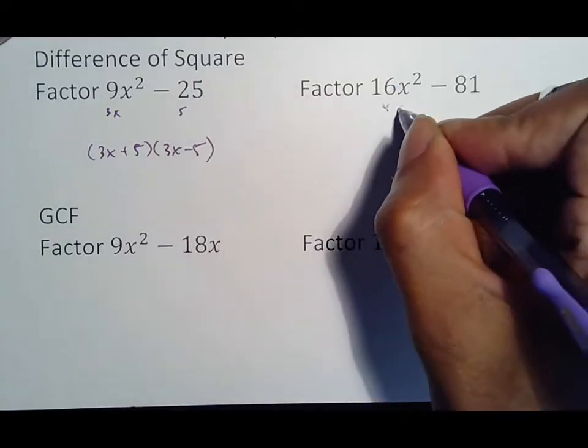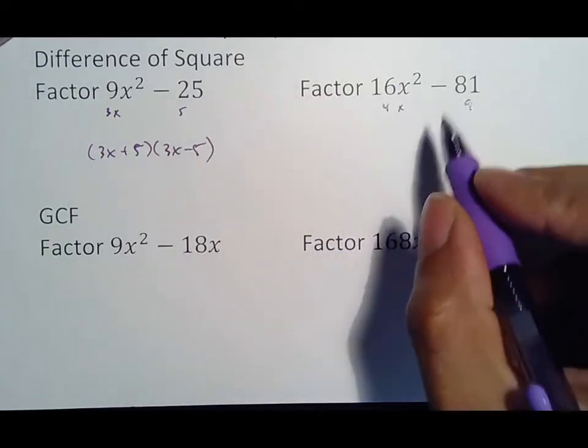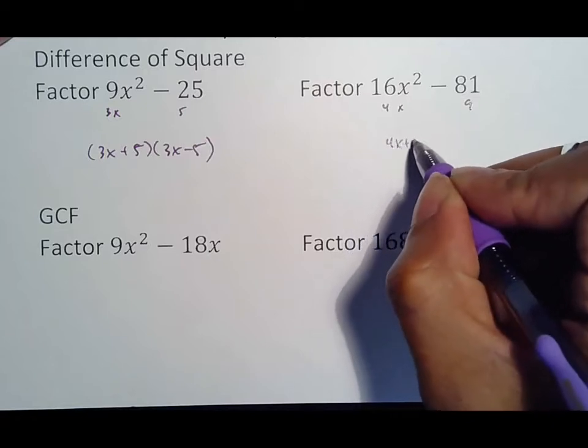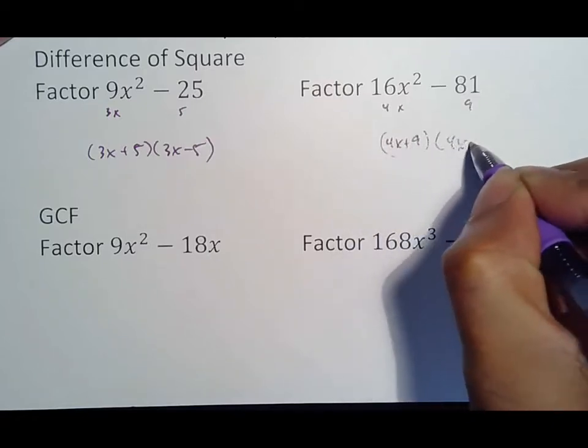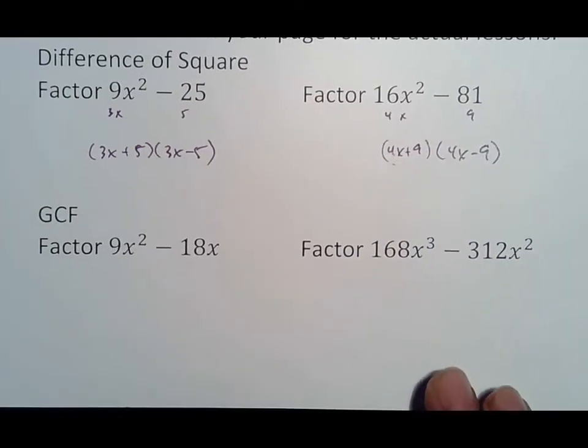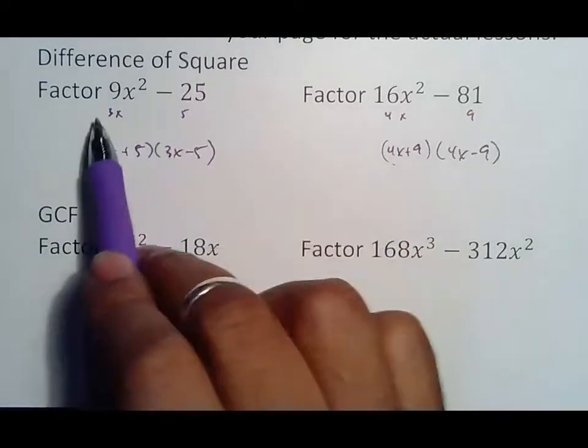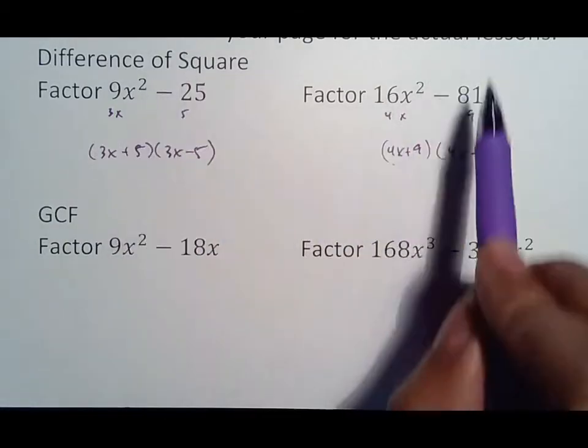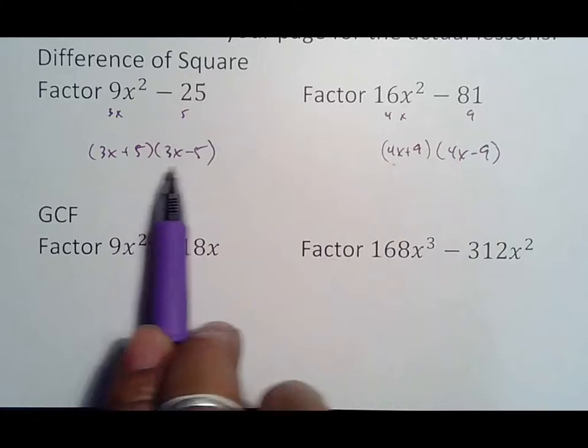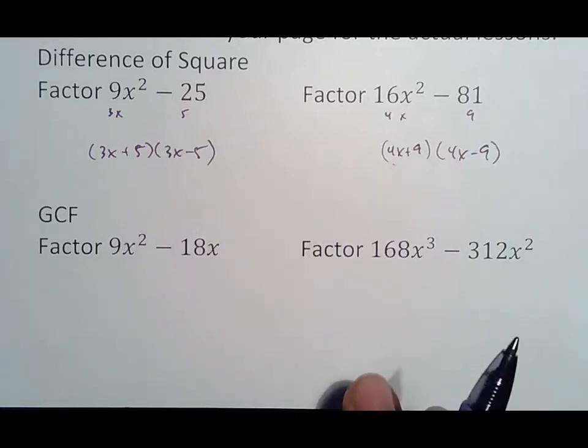16 is 4 times 4, x times x, 9 times 9, so it ends up as 4x plus 9 and 4x minus 9. That is your difference of a square. So again, hopefully you copy those and put difference of a square so you remember that if you see it. And the other one is GCF.